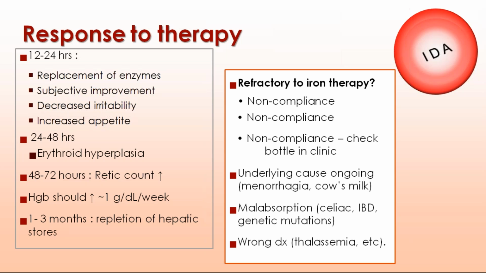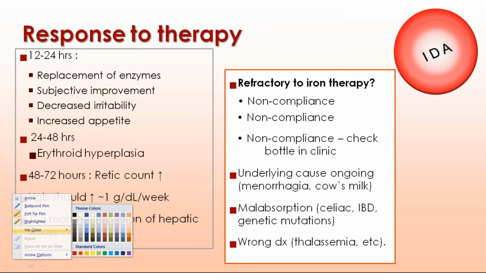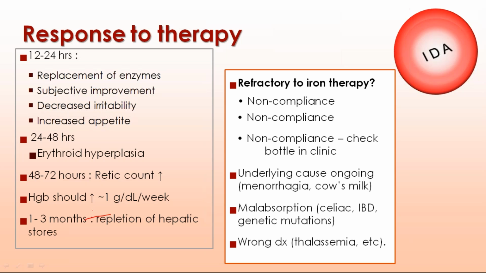Hemoglobin should increase at 1 gram per deciliter per week. So if the child is on 7 grams, after 1 week when you check the hemoglobin, it should be 8 grams. That means they're reasonably good. So that is a normal clinical parameter. If it is not happening, you should be doubtful. So this is the 1 gram per deciliter per week, most important.